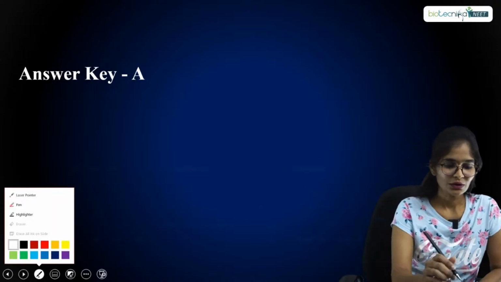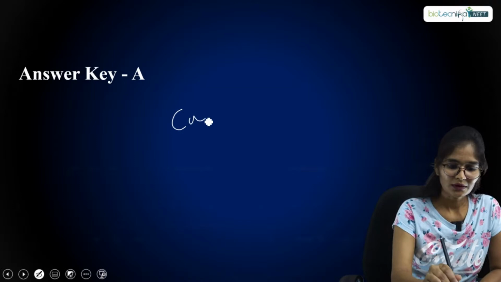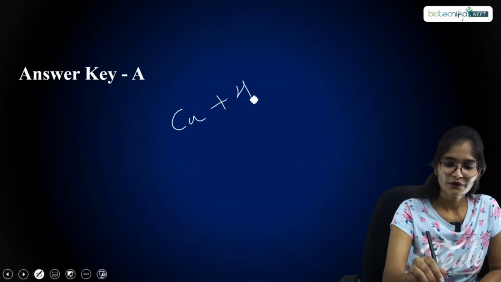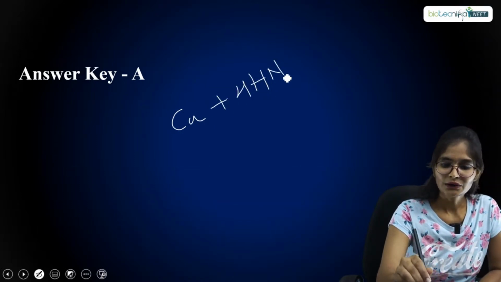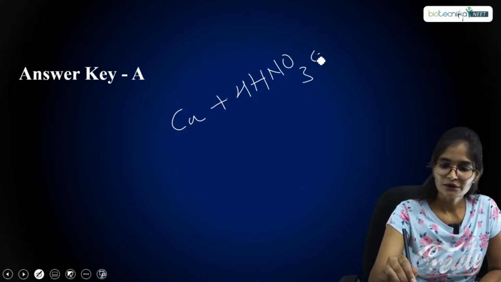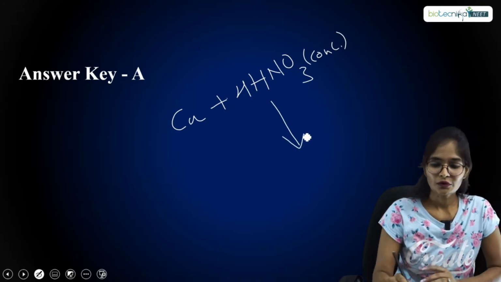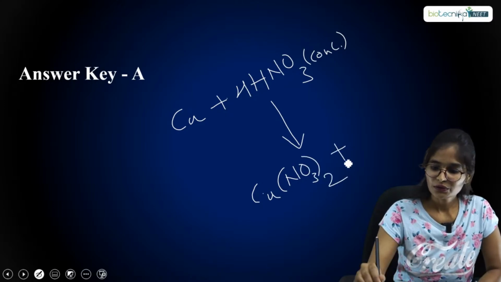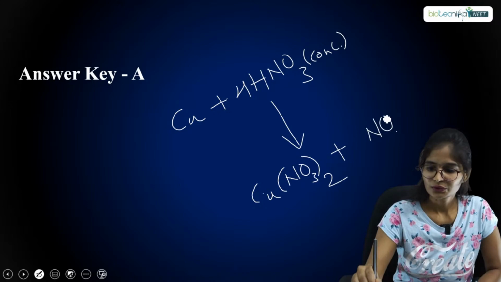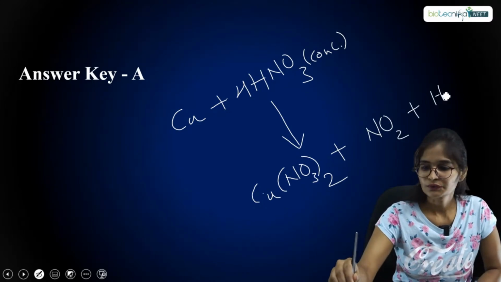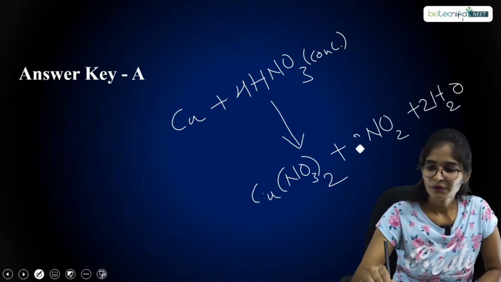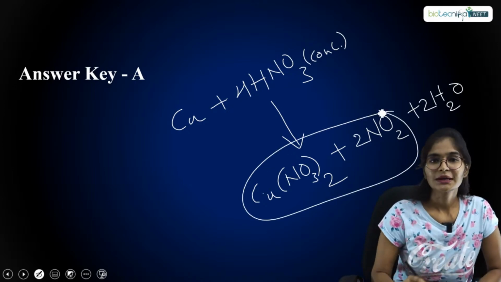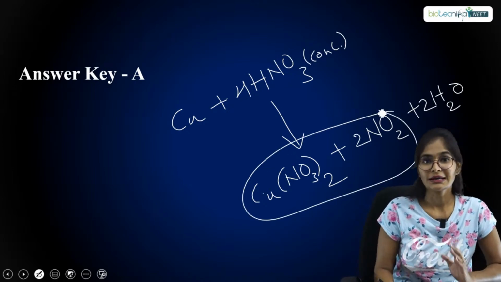So what you have to do is take copper and consider 4 moles of HNO3, and that too concentrated HNO3. Let me mention it as concentrated. So what are you going to form? You are going to form copper nitrate, Cu(NO3)2, along with NO2 and H2O. So you will be forming copper nitrate along with NO2. So the answer has to be option A.